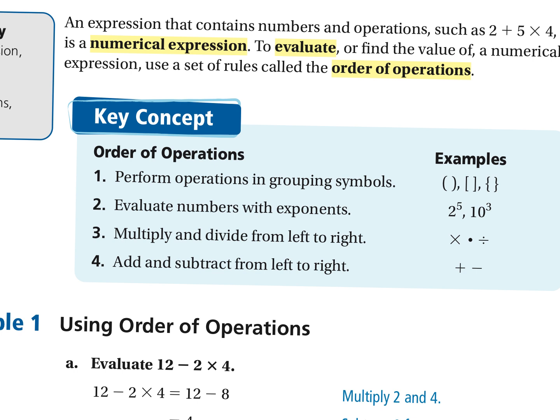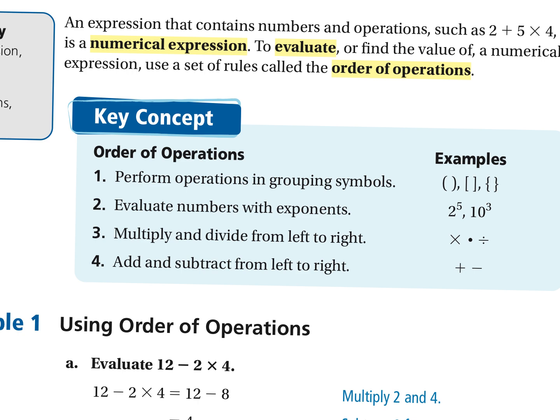Then step 2, we go and solve any numbers with exponents. And then we multiply and divide from left to right, whatever comes first. It's not always multiply just because M comes before D in our acronym. It's whatever comes first, reading that problem left to right. And then last, we add and subtract in order from left to right.